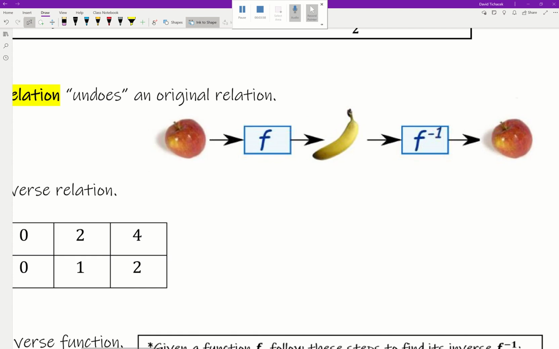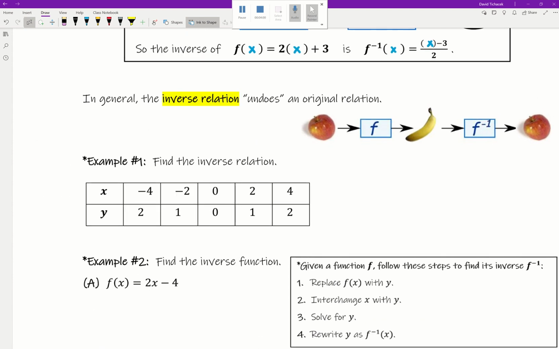So that's the idea behind inverse functions, and what I'd like to do for the rest of the video is take a look at a couple of different function representations and dip that into the language of inverse functions here, okay?